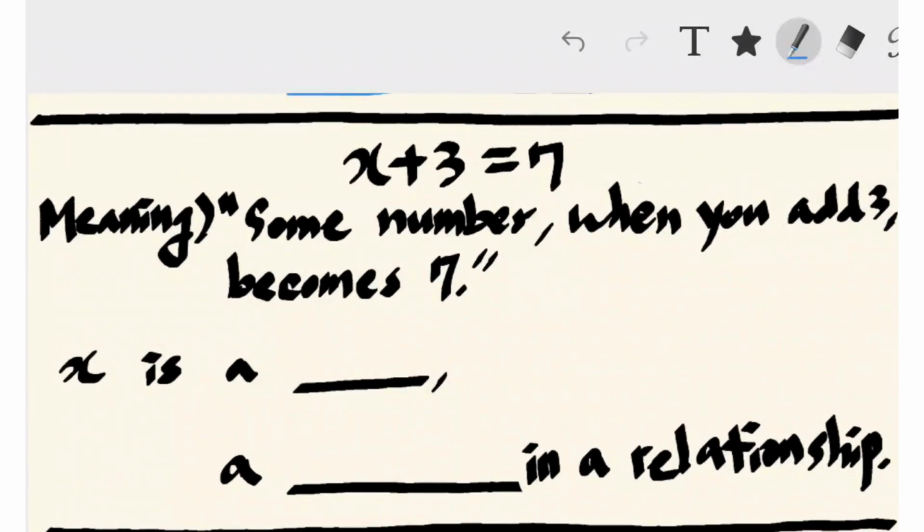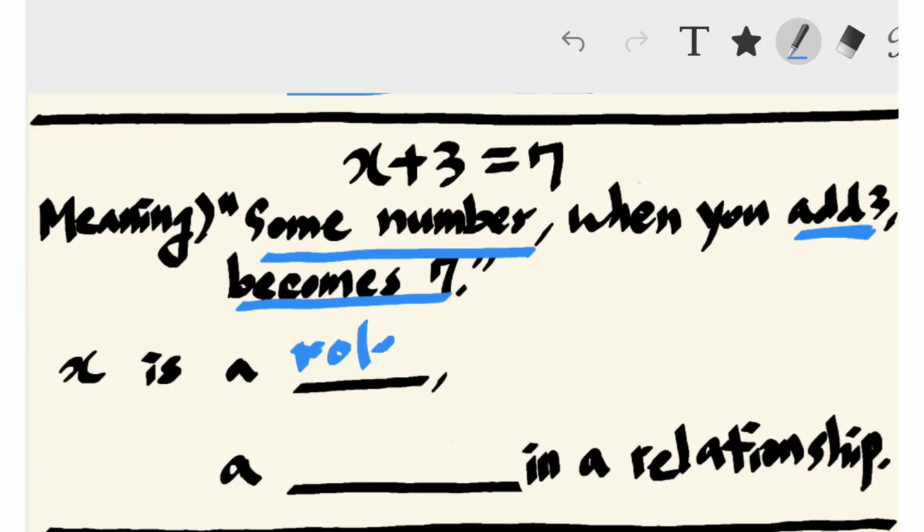This doesn't mean find x. It actually means some number, when you add 3, becomes 7. So x is not a thing, it's a role. It's a position in a relationship.